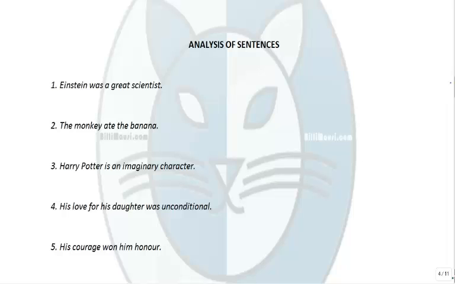Let's analyze these sentences. Einstein, noun; was, verb; a, determiner; great, adjective; scientist, noun. So Einstein is the subject here. For the verb, was, great is modifying scientist. Was is also acting as a linking verb here. So scientist is the complement.